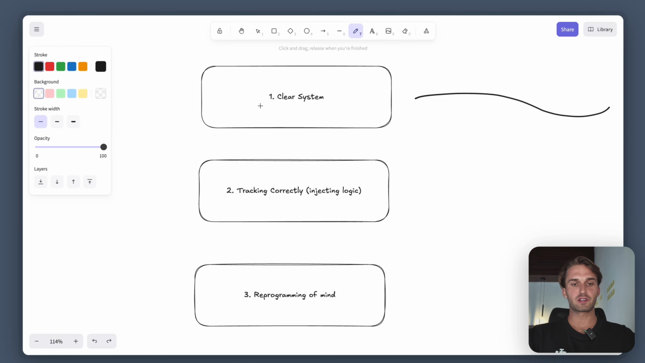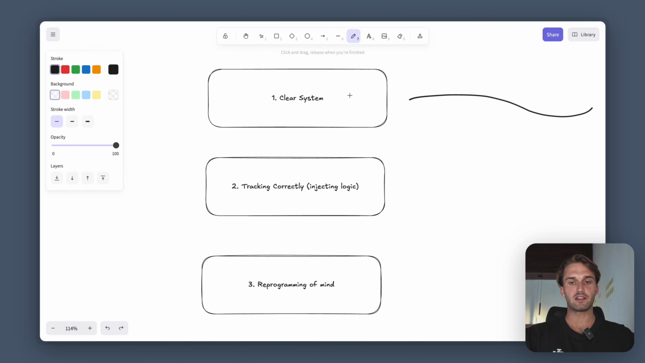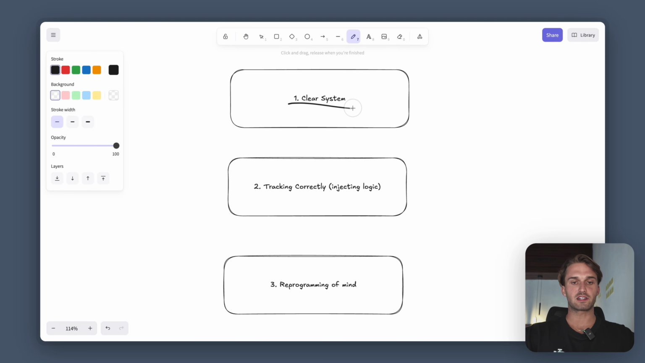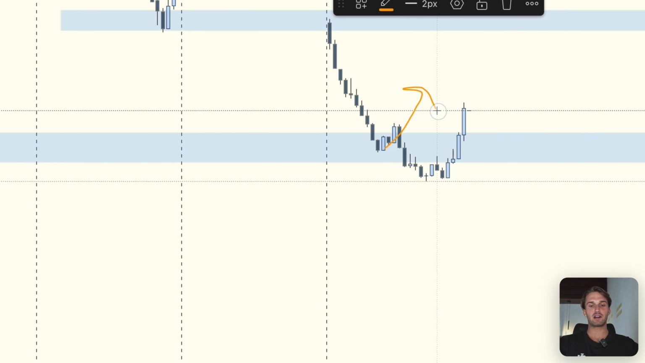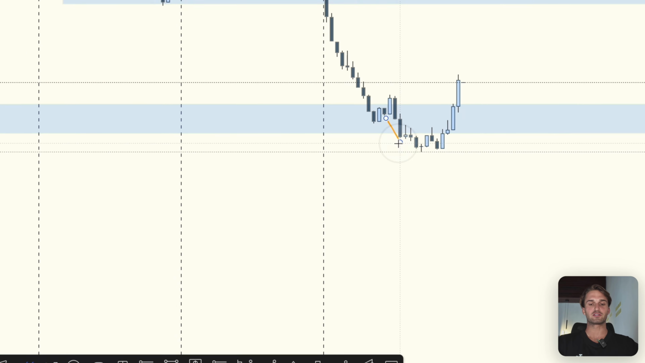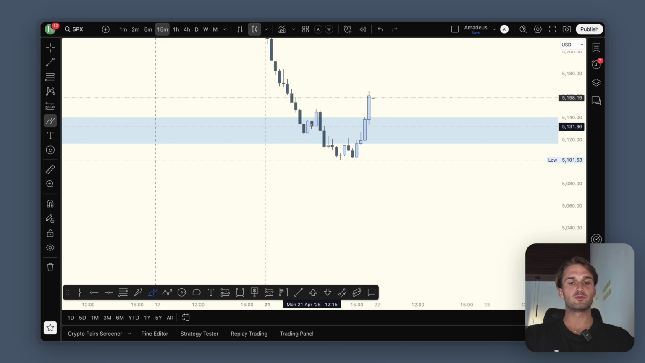All right, so the 3 things we're going to go through is a clear system, tracking correctly, and reprogramming of your mind. And all of these tie perfectly together. But let's start with the most important one, which is the clear system. So if you're taking early entries, you most probably have an unclear system. You don't exactly know what you want to do. Maybe you have 2 biases. As the emotions come in, you just take an early entry because you don't really know what you're going to do. So what you want to do is zoom in to what you're looking for.